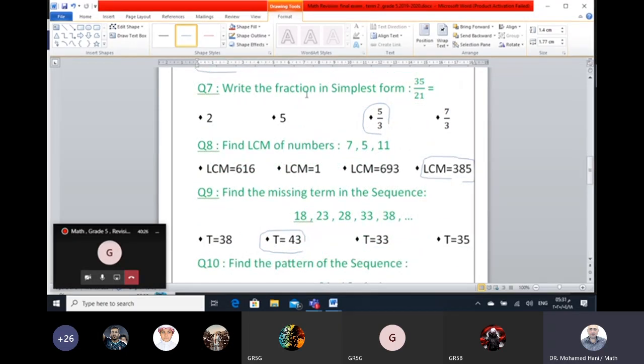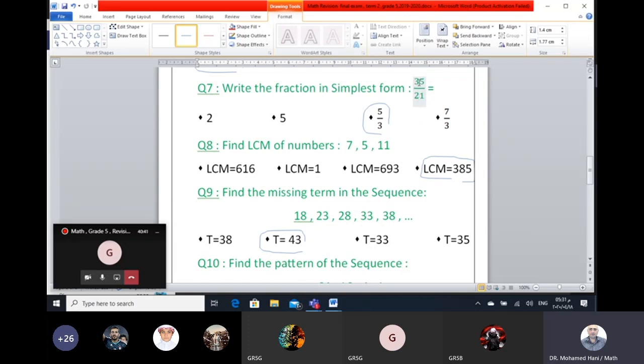Now write the fraction in simplest form. We have this fraction. As you know, when you want to find the simplest form, you can find the GCF of the numerator and denominator.